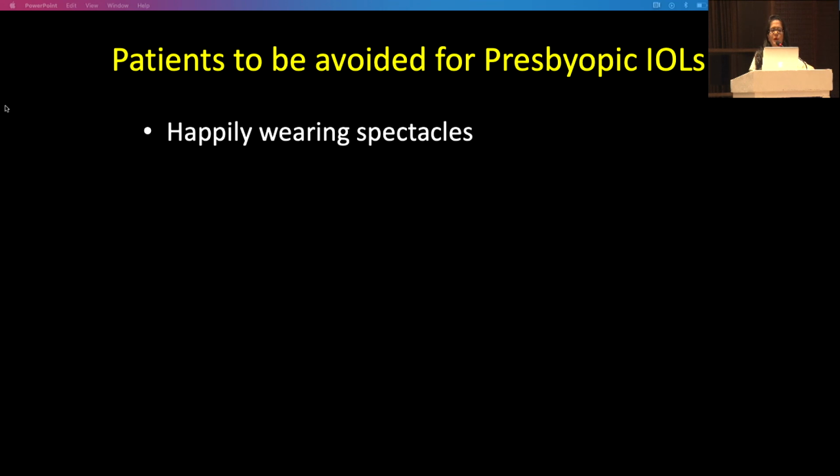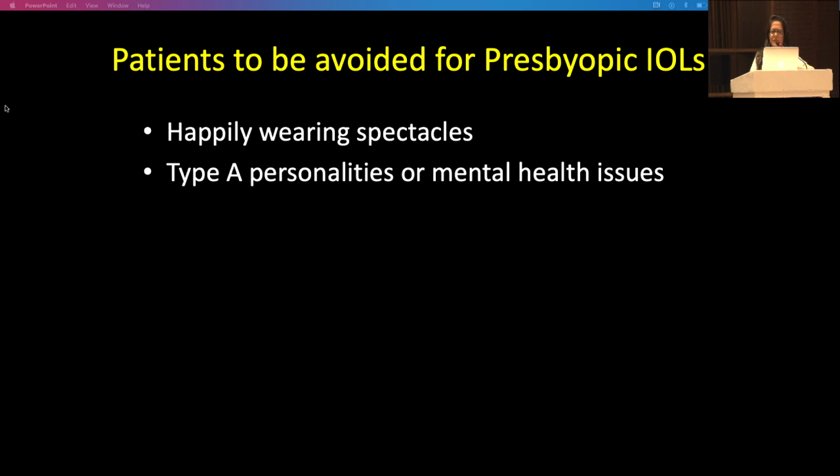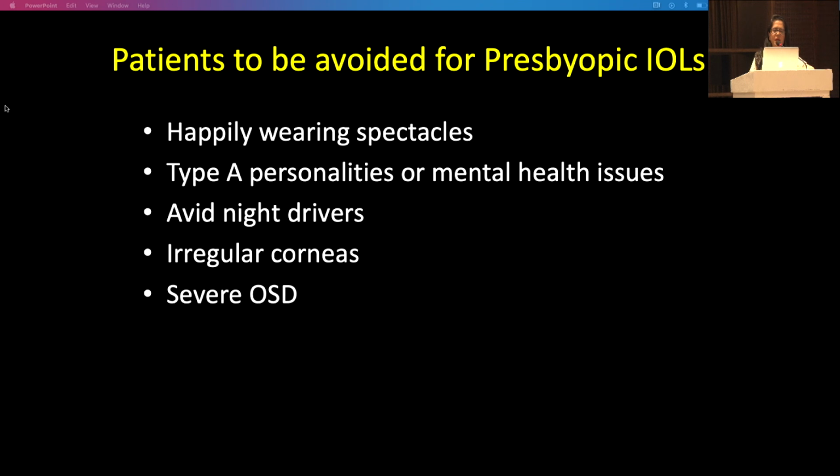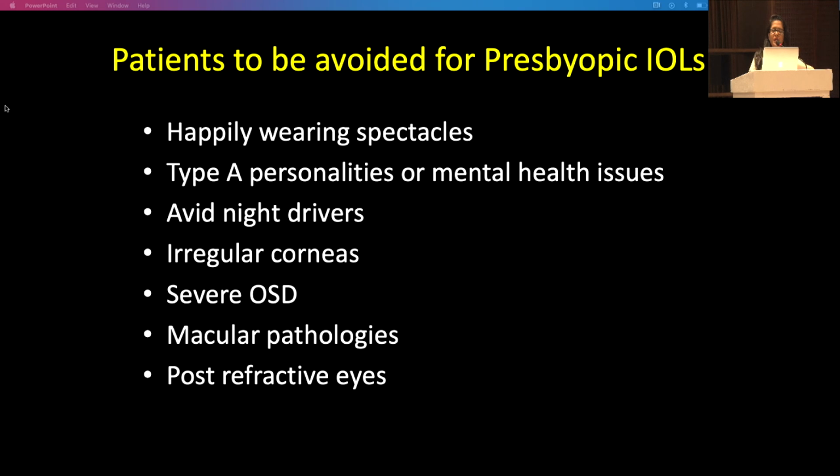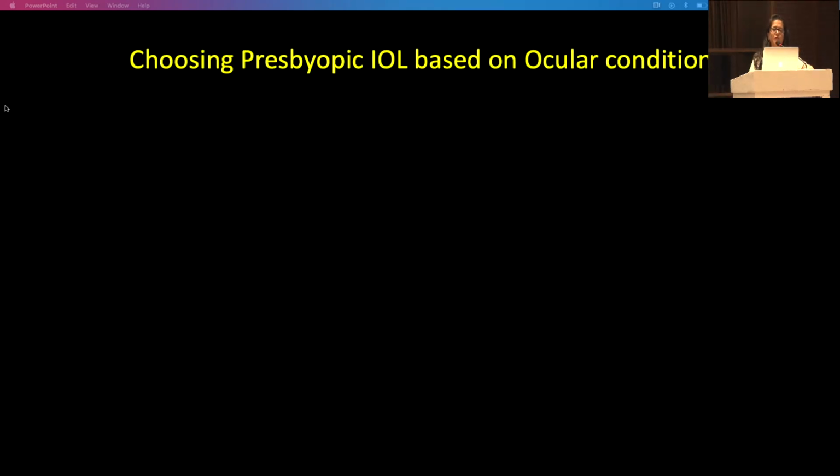So, patients to be avoided. Somebody who's very happy to wear glasses, why push him not to wear glasses? That's okay. Very aggressive type A kind of people, or people who have mental health issues, who are on medication, bipolar, schizophrenic, you would want to avoid these lenses for them. As I said, very avid night drivers in the initial part of your practice, irregular corneas, severe ocular surface diseases, and macular pathologies. You do need to do your OCTs to find out any fine ERMs or drusen which could affect the post-operative outcome, and also post-refractive eyes in the initial part of your practice.